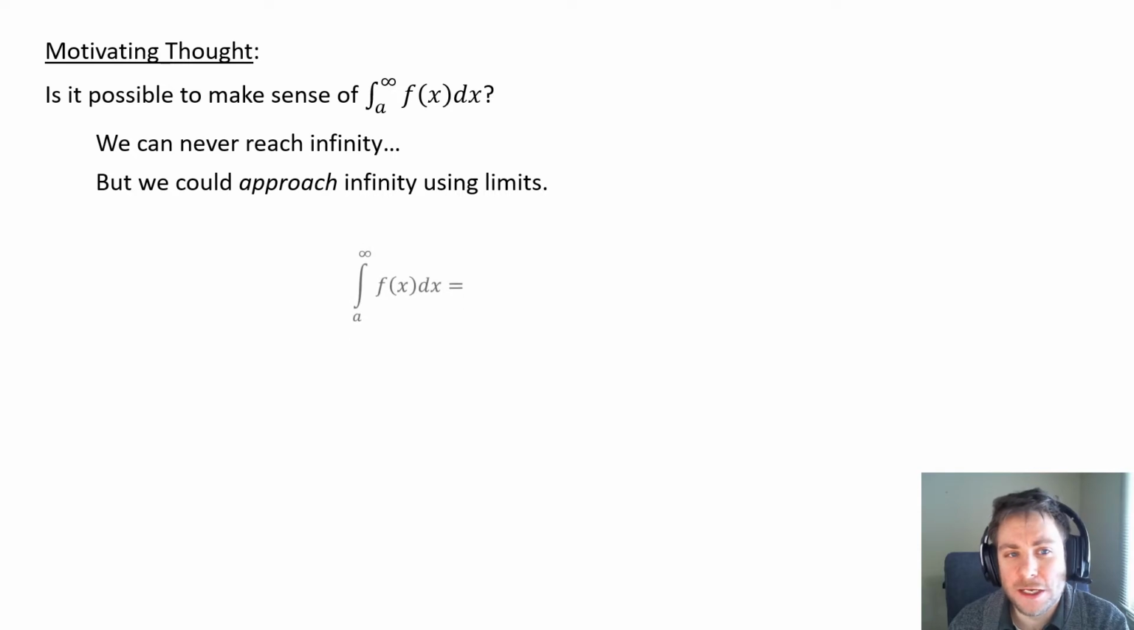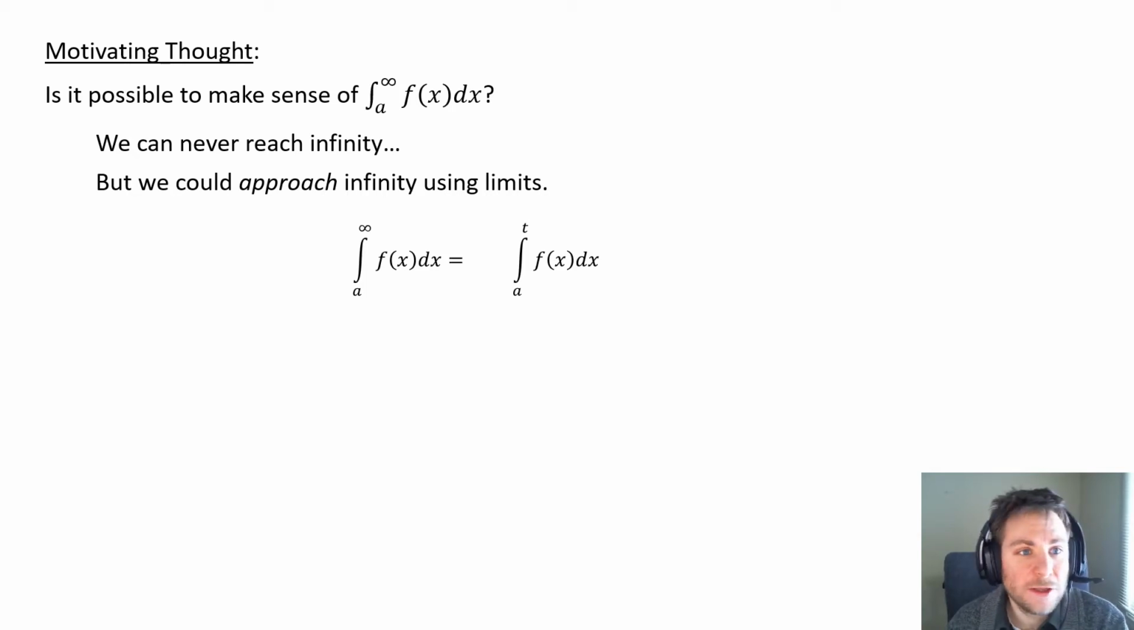So this suggests the following interpretation of this integral. Instead of integrating from a to infinity, we instead integrate from a to t, with the understanding that t represents a really large number. The larger the value of t, the closer it is to infinity. If we took the limit as t approaches infinity, this would have the effect of making t larger and larger, which is what we really want. So what you see here is the definition of how we would interpret an integral from a to infinity. And we'll get more into details about that later, but for the moment, let's just remind ourselves of some more basic concepts relating to limits.